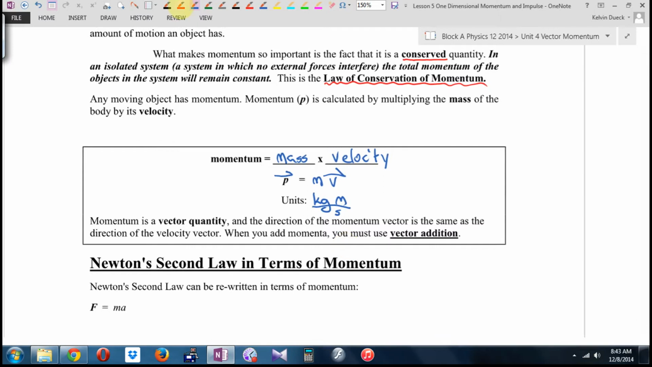Again, momentum is a vector quantity, and the direction of the momentum vector is the same as the direction of its velocity vector, because mass is a scalar. If you know the direction of the velocity, you know the direction of momentum. And what that means is if you add momenta, which is the plural of momentum, we're going to be doing vector addition. Either one way's positive, one way's negative, if everything's in a nice straight line, or if we have angles, we're going to be adding stuff tip to tail.